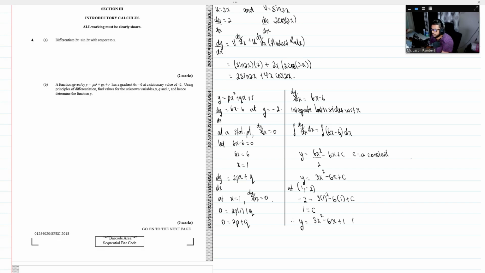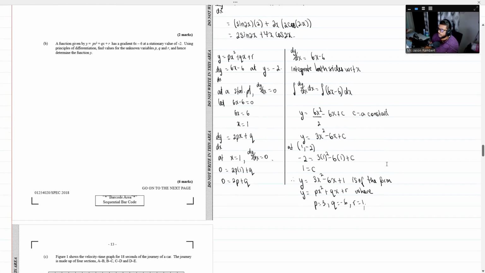This is of the form y is equal to px squared plus qx plus r, where p is equal to 3, q is minus 6, and r is 1.